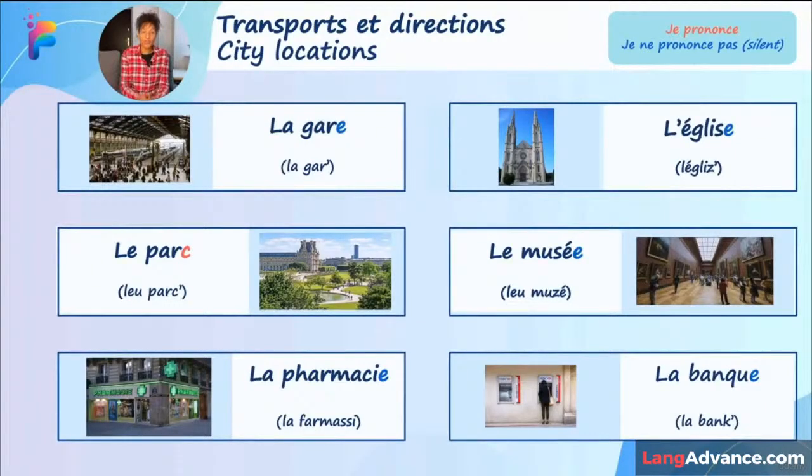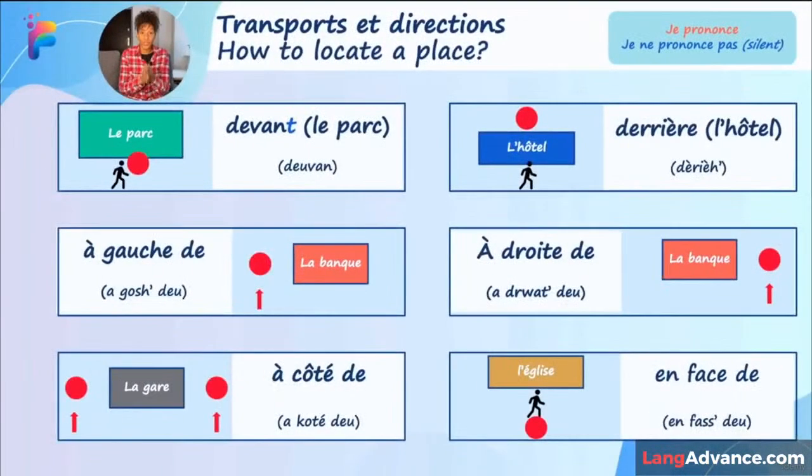City locations. Let's start with la gare. La gare, the train station. Le parc. Le parc. The park. La pharmacie. La pharmacie. The pharmacy. L'église. L'église. The church. Le musée. Le musée. The museum. La banque. La banque. The bank.